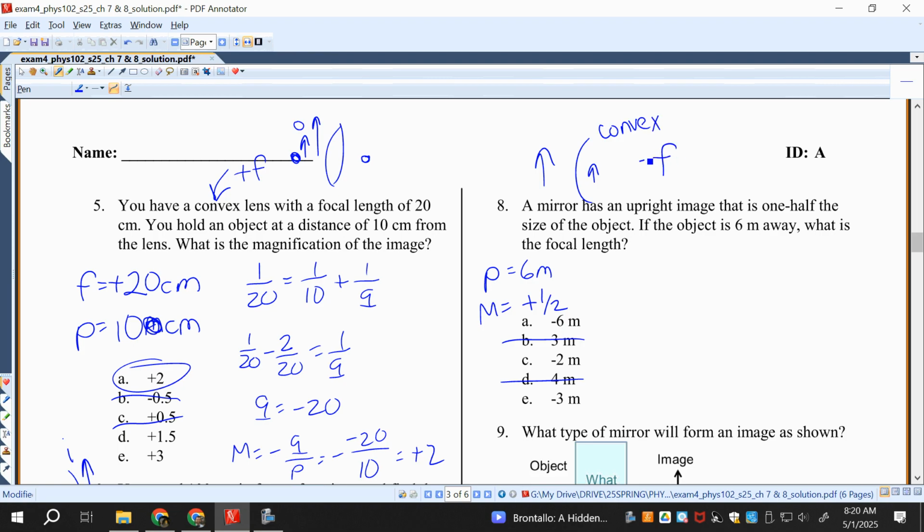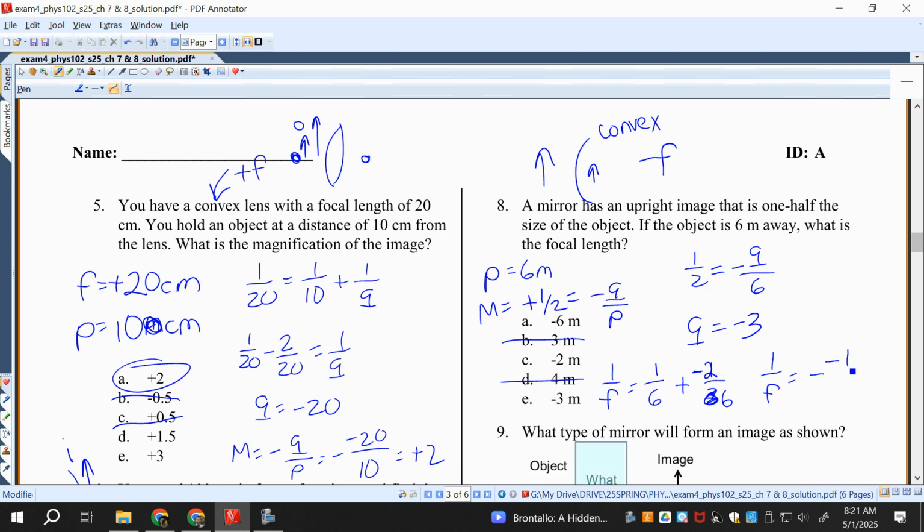Convex mirrors have a negative focal length. M is equal to negative Q over P. So 1/2 equals negative Q over 6. So that's negative 2Q equals 6. So Q is equal to negative 3. And now I know P and I know Q, I can find F. 1 over F equals 1 over P plus 1 over Q. That's negative 1 over 3. I'm going to make this a common denominator of not 1 over 3, but 2 over 6. So 1 over F is equal to negative 1 over 6, or F is equal to negative 6. So A is the right answer for 8.